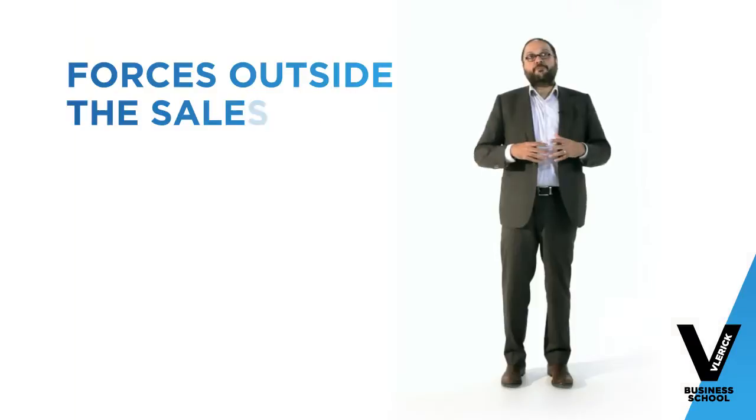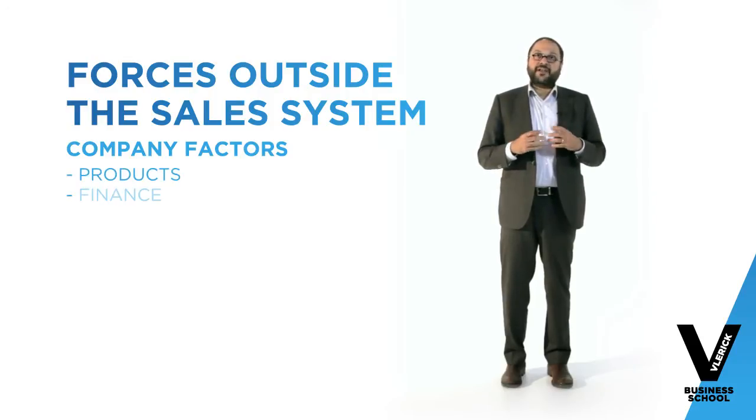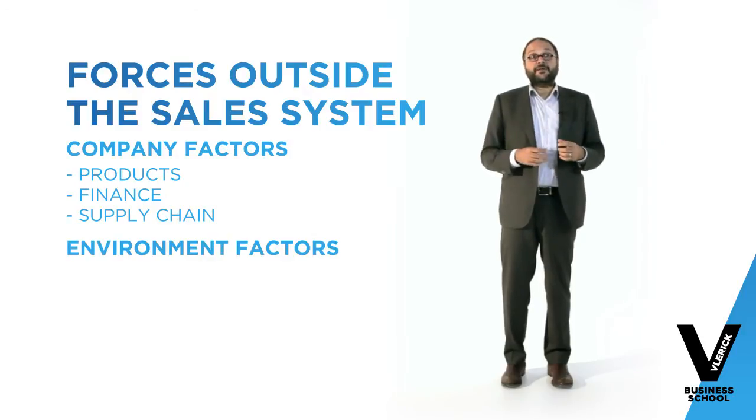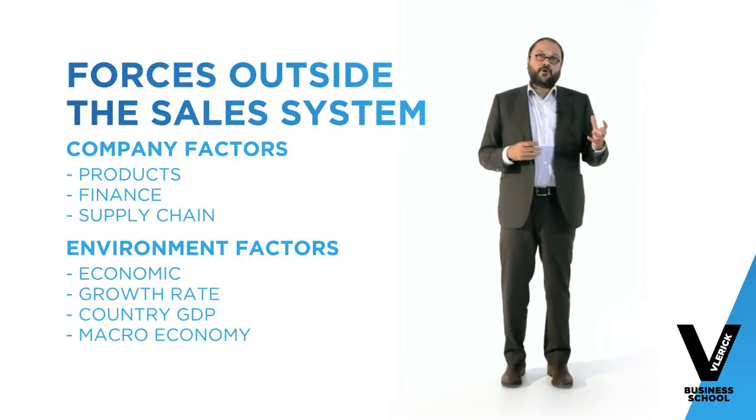So the way they look at it is they say, for a company to be successful, the customers need to be successful. Now, there are various factors which go beyond the control of a sales manager, things that happen within the firm in terms of its product strategies, the finance strategies, the supply chain strategies, and things happening in the environment in terms of the economic conditions, the growth rates, the GDPs of different countries, the macroeconomic situations and all that. So what are the things that a sales manager can control?